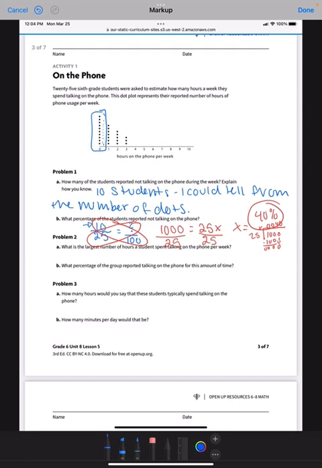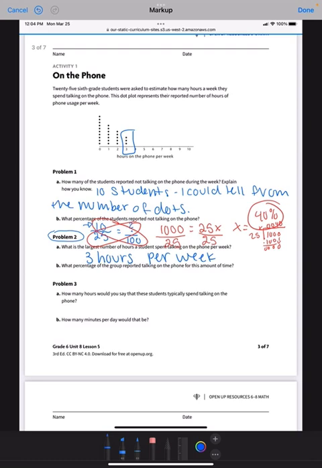Now we're going to move to problem 2. It says, what is the largest number of hours a student spent talking on the phone per week? So I know that you can look at this data and figure that out. Remember, the hours on the phone per week is at the bottom. We see that it stopped here at 3, so the largest amount of hours a student could have spent talking for our data was 3 hours per week. I wasn't asking you which one had the most amount of students. I was asking what is the most amount someone could have talked, and from our data that showed 3 hours.